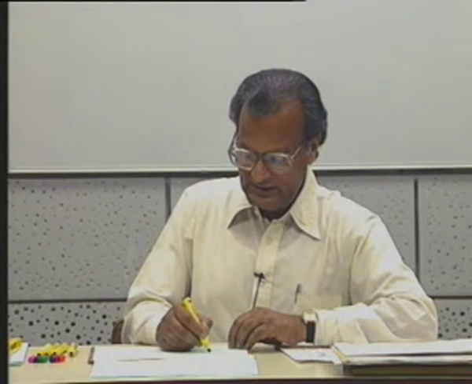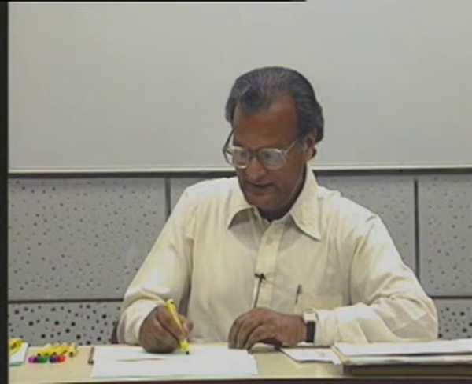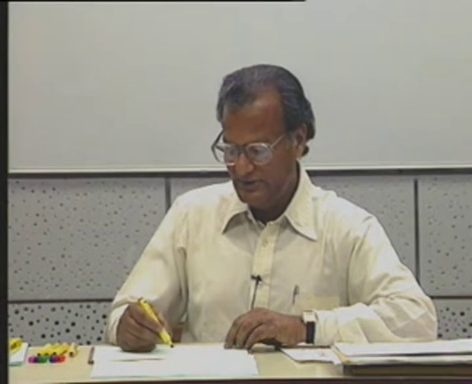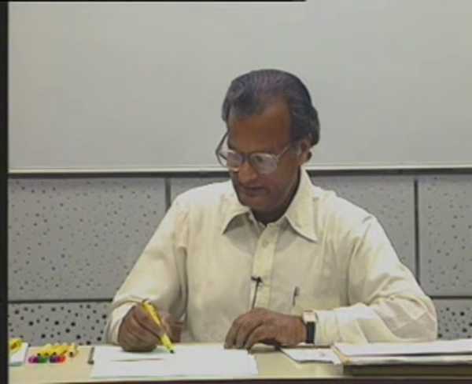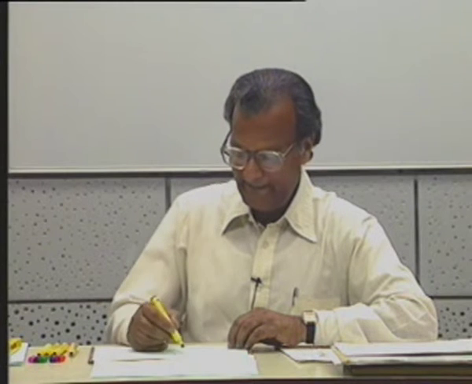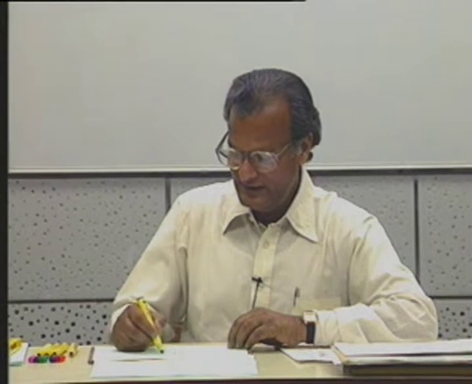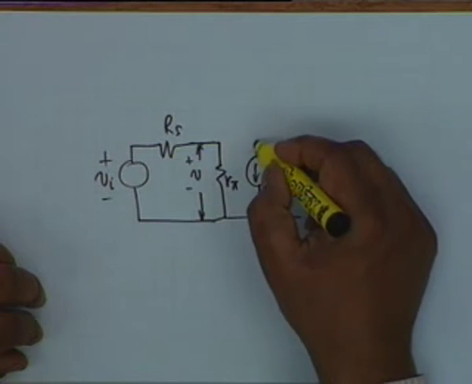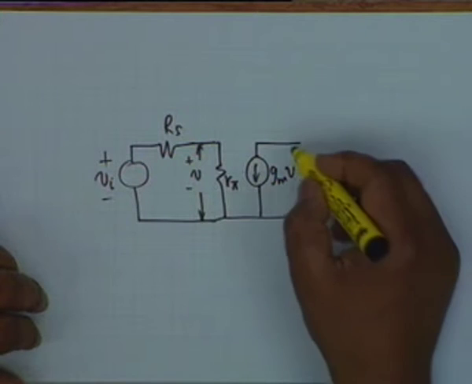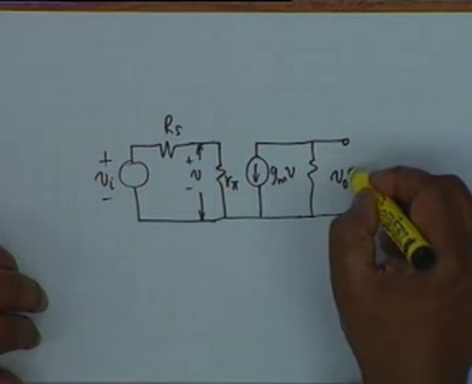What I do is I divorce all the DC quantities, Vi, Rs, then between the base and the emitter, I have simply R pi, and this voltage I call V. Alright, then I have GMV at the collector. What else do I have? Simply RL. Alright, the load RL, and this would be my output voltage V0.